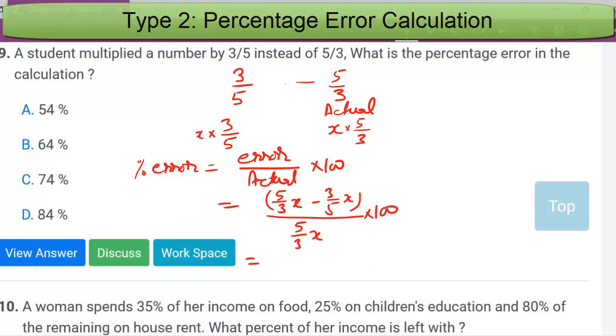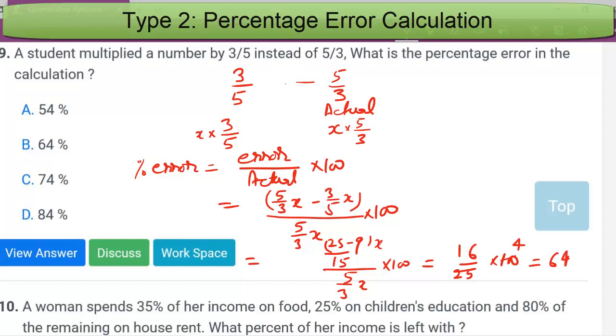So here you will get 15, so 25 minus 9, 25 minus 9, x by 15 divided by 5 by 3 x, multiplied by 100. So that will give me 16 divided by 25 multiplied by 100. Okay, so I can calculate this. So this is basically 25 fours are 100, so 64%. You are getting the value 64%.